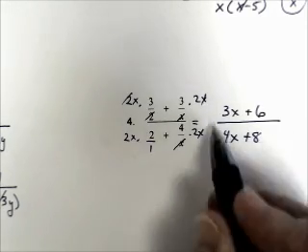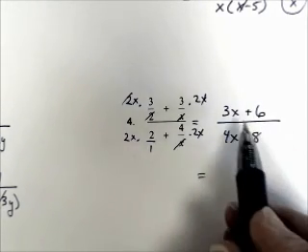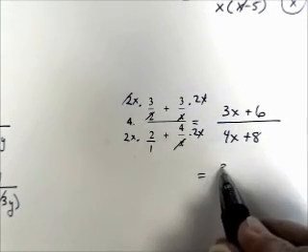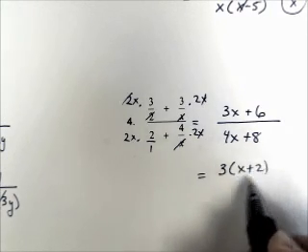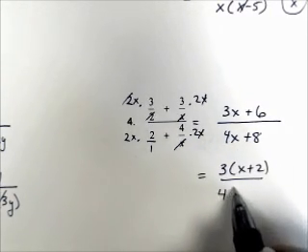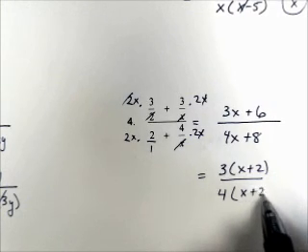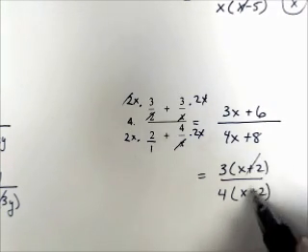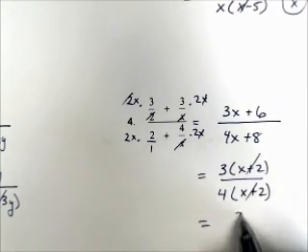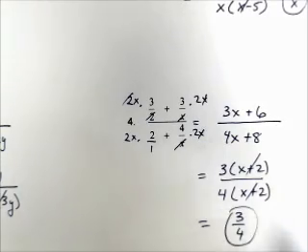Now see if we can simplify our single fraction here. Pull out a GCF of 3 in the numerator, 3 times x plus 2. And the denominator has a GCF of 4, 4 times x plus 2. And the x plus 2's are common. They divide out. And the result is 3 over 4.